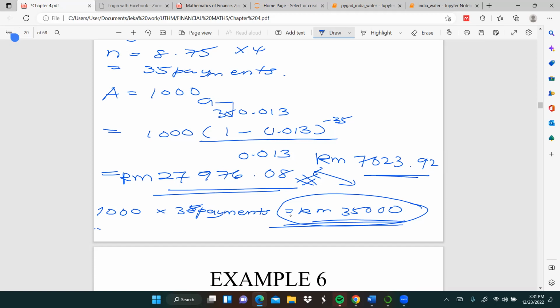Okay, so the 35,000 is our S. Okay, 35,000 is our S. And then our A, when we calculate our A, okay, the discounted value, we get that she invests about 27,976 only. Okay.